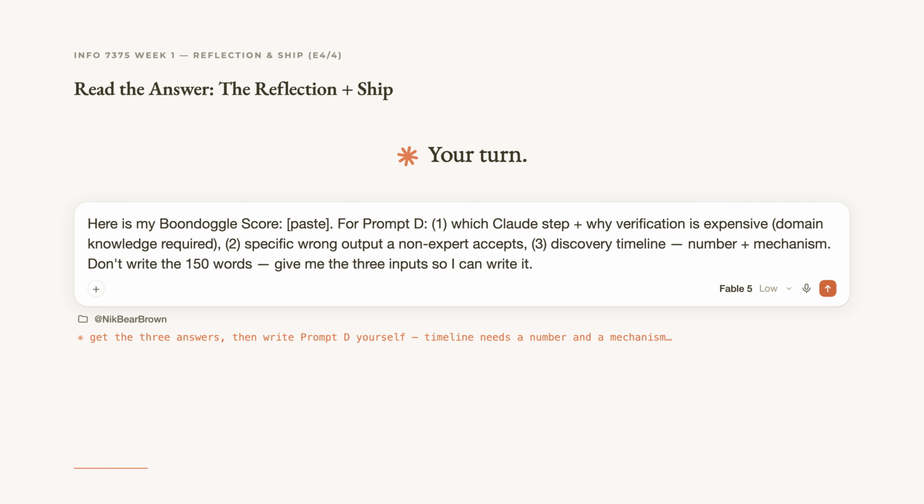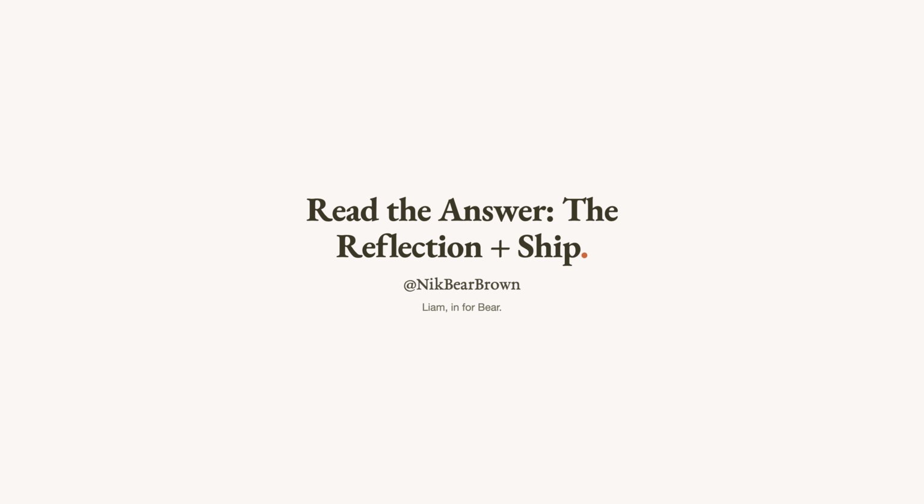The timeline must have a number and a reason. That is prompt D. Then assemble the full document: app name, SDD, prompt A, prompt B, prompt C, prompt D, 1 file, submit. Read the answer, the reflection plus ship, lay 'em in for bear.